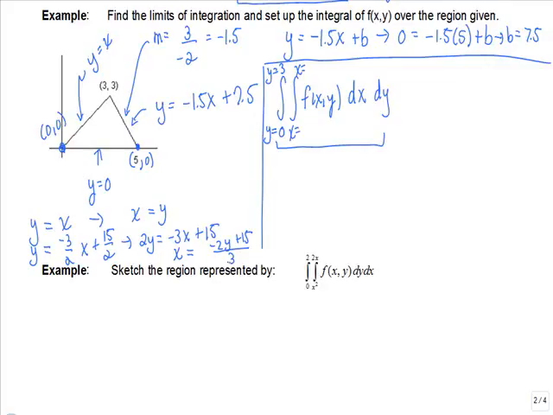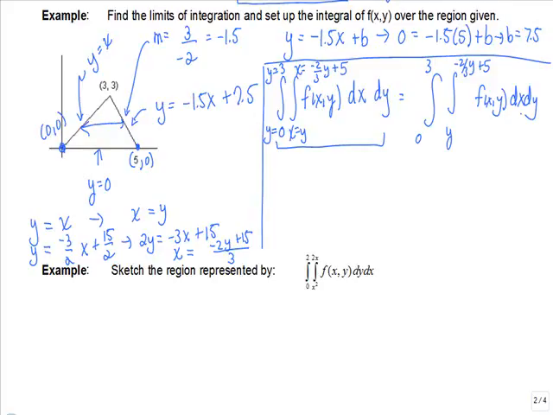Again, I flopped the negative 3x to the left-hand side, brought the 2y to the other side, and divide both sides by 3. So now as I look at this, to do the x's, I go left to right. So the left side is x equals y, and the right side is negative 2/3 y plus 5 if I divide that out. So again, if I just neaten it a little bit, I'll go from 0 to 3 on the y's. I'll go from y to negative 2/3 y plus 5, and then f at xy dx dy.